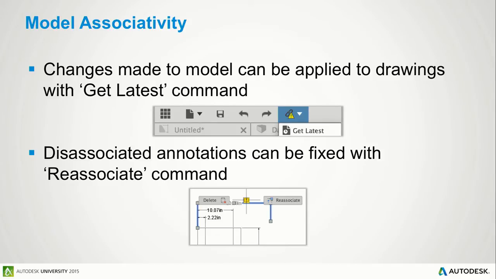So we saw how to get the latest changes to get the drawings in sync. But sometimes when you make drastic changes to the model geometry, it's possible that your annotations get disassociated and they get that tiny yellow badge there. And when you click them, once again, you'll get a contextual marking menu and you can choose what to do with them.